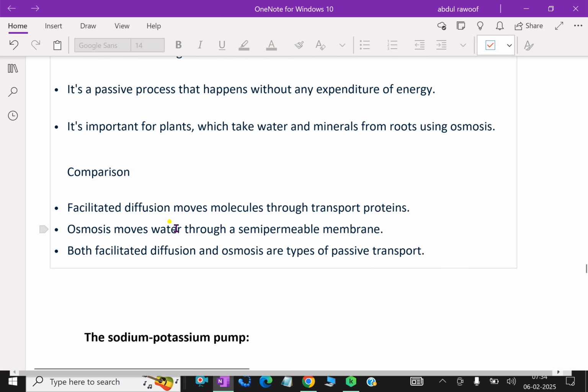Comparison. Facilitated diffusion moves molecules through transport proteins. Osmosis moves water through a semi-permeable membrane. Both facilitated diffusion and osmosis are types of passive transport.